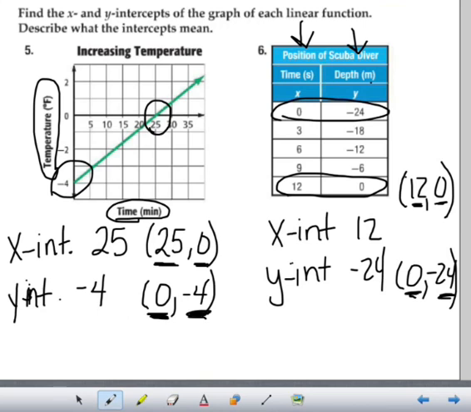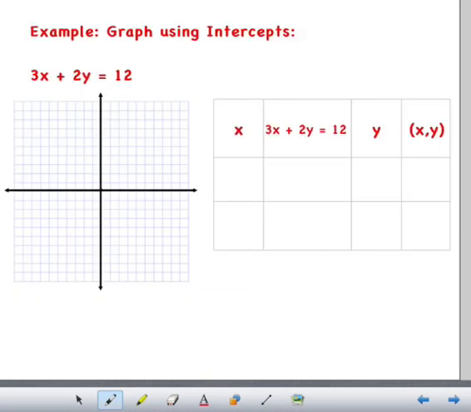Now, let's look at graphing using our intercepts. We did them yesterday with tables, and that was just plugging in the points for x or y, getting the answer, plotting the points, drawing the line. Well, this is really the same thing, except we're going to find our two intercepts. Where does it cross the x-axis? Where does it cross the y-axis? And then we're going to draw our line. Remember, to find where it crosses the x-axis, we make our y 0. To find where it crosses the y-axis, we make our x 0.